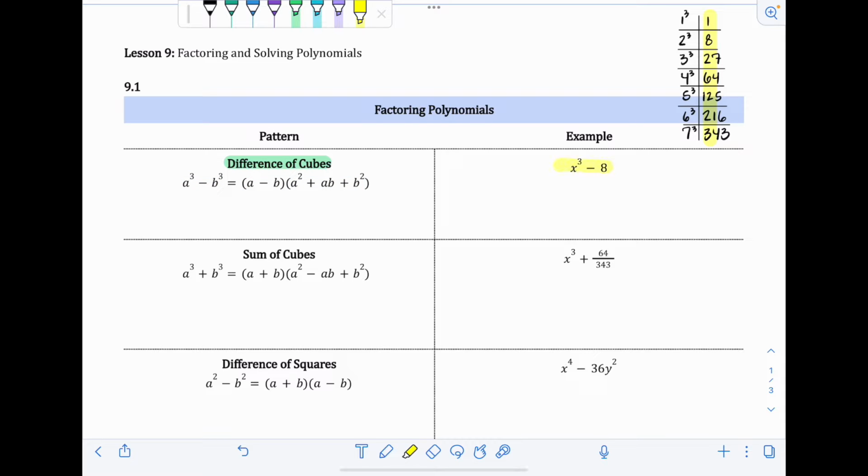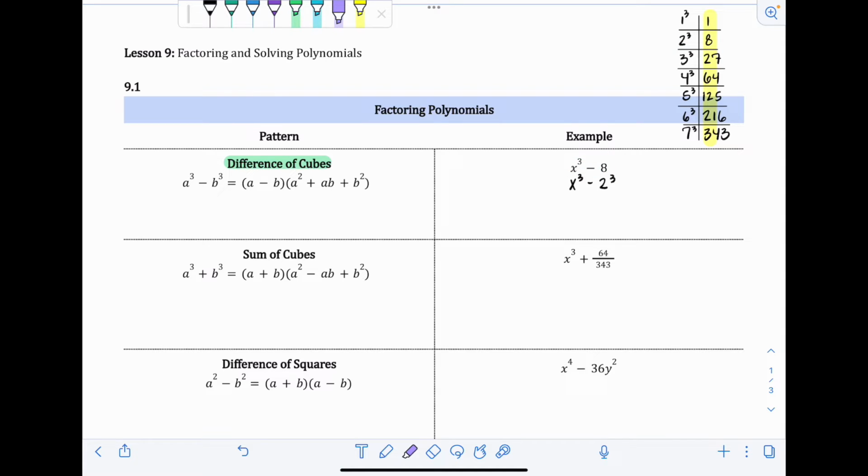So we're given x cubed minus 8, and I want to rewrite it so it looks as much like a cubed minus b cubed as possible: one number to the third power minus another. I know that 8 is 2 to the third power, so I'm just going to rewrite 8 as 2 to the third power. So x to the third power minus 2 to the third power.